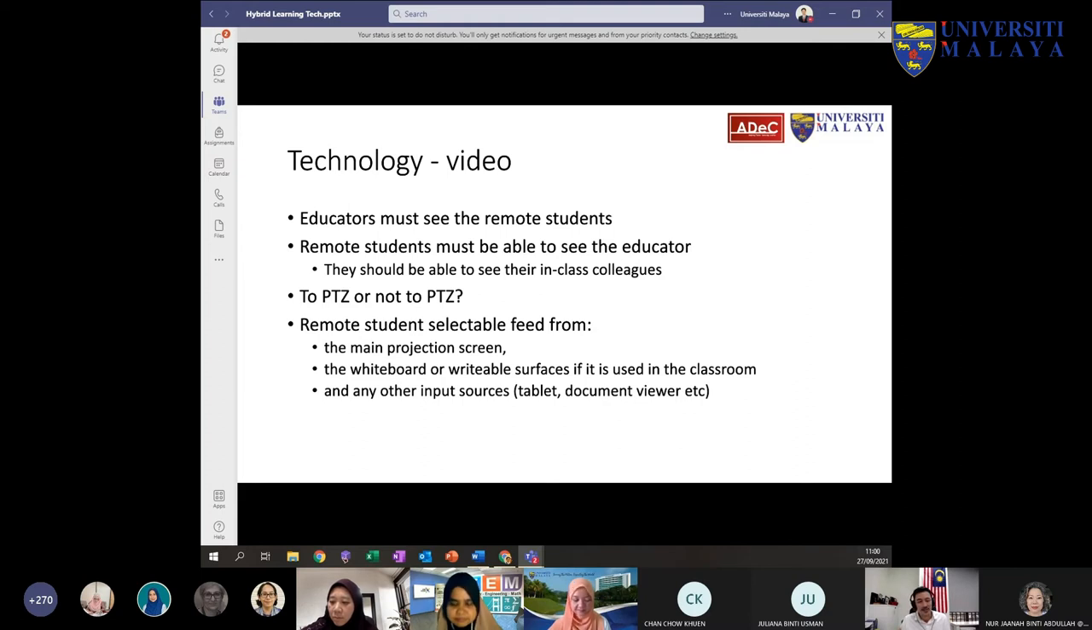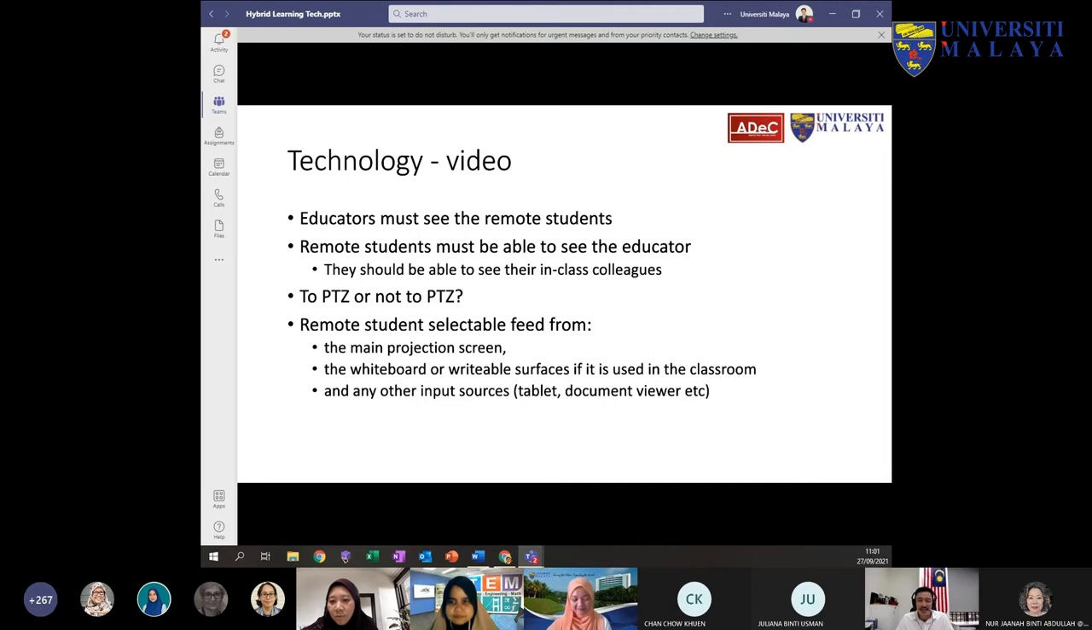But going through test setups and looking at the way that PTZ camera works, to me, I think PTZ is an overstatement. You can have PTZ, but you need to remember that it will induce motion sickness on the ground. Okay, because the lecturer, especially like me, I like to walk around in the classroom. The camera is going to swerve and follow me everywhere I go, and easily, you can get seasick.